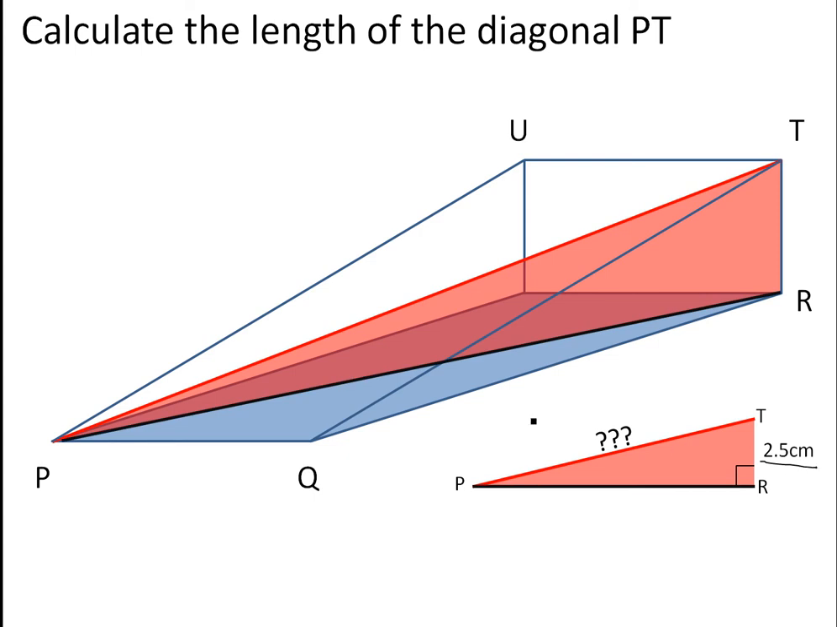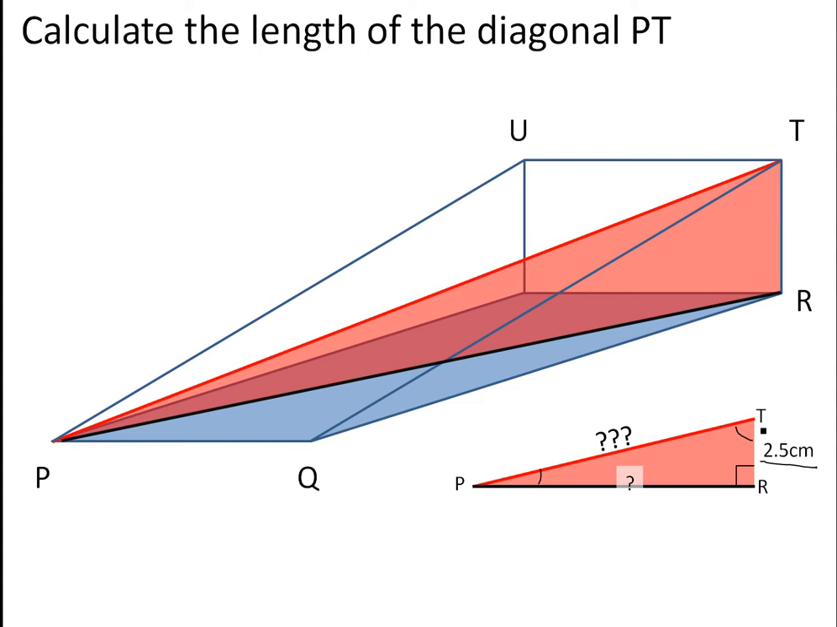But to find PT, I would really want to know the side PR, because then perhaps I could use Pythagoras. Or I'd want to know one of the non-right angles in the triangle, but I don't have those. So I'd like to find PR, because that will help me find PT, but at the moment I don't have enough information.